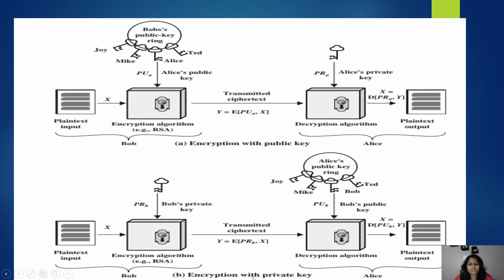Now, this is the decryption. The plain text is sent with Bob's private key where the encryption algorithm is applied. Then the transmitted ciphertext is produced. Then Bob's public key is used to find the plain text.